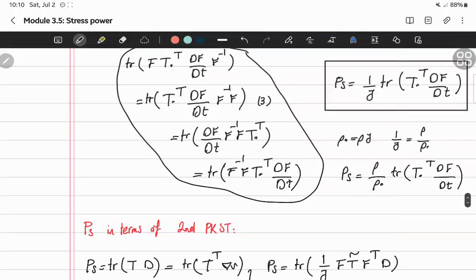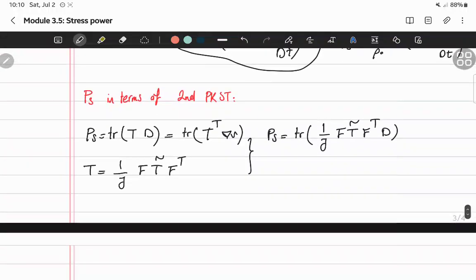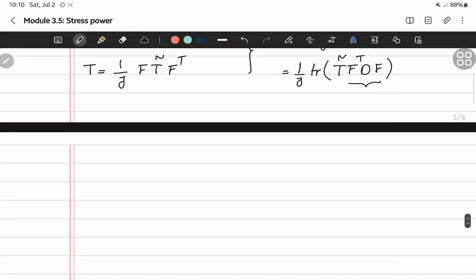So again, using this property in here, I can write this as 1 over J. I can take this out because it's a scalar. Trace of T tilde F transpose D F. So now I have the second Piola-Kirchhoff stress tensor, and then I have to find F transpose DF. So what is F transpose DF?